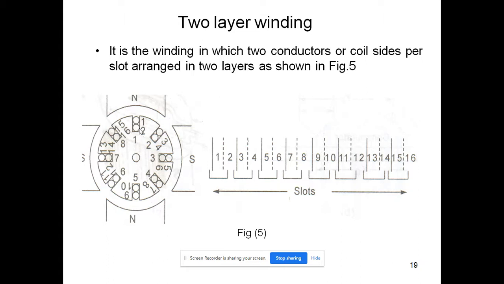Let us now read out this. It is the winding in which two conductors, that is, coil sides per slot, are arranged in two layers.